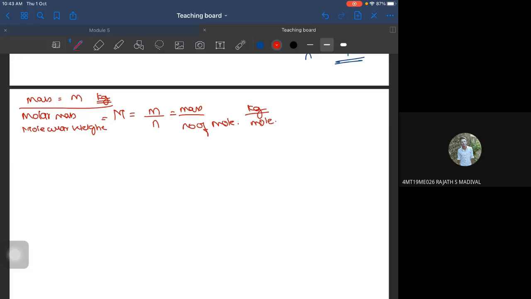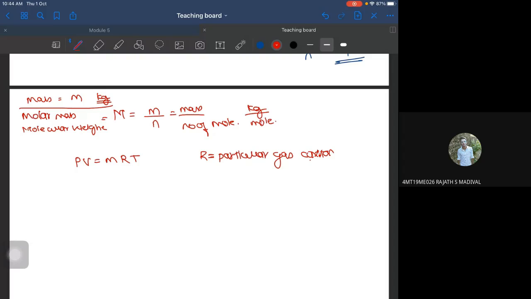Now, coming to the PV equals mRT equation here. Here, R is known as the particular gas constant.